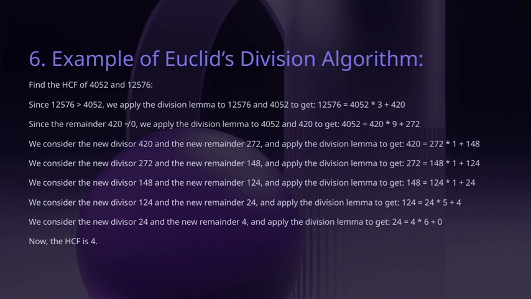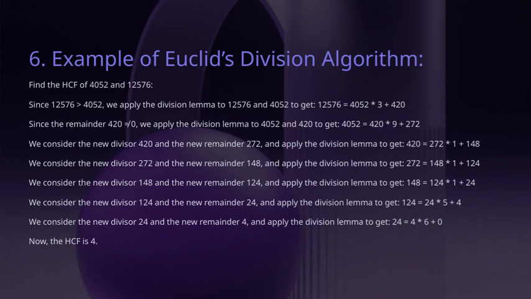Since the remainder 420 is not 0, we perform the division on 4052 and 420. 4052 equals 420 times 9 plus 272. Because 12,576 is greater than 4052, we next divide 12,576 by 4052, resulting in 12,576 equals 4052 times 3 plus 420.